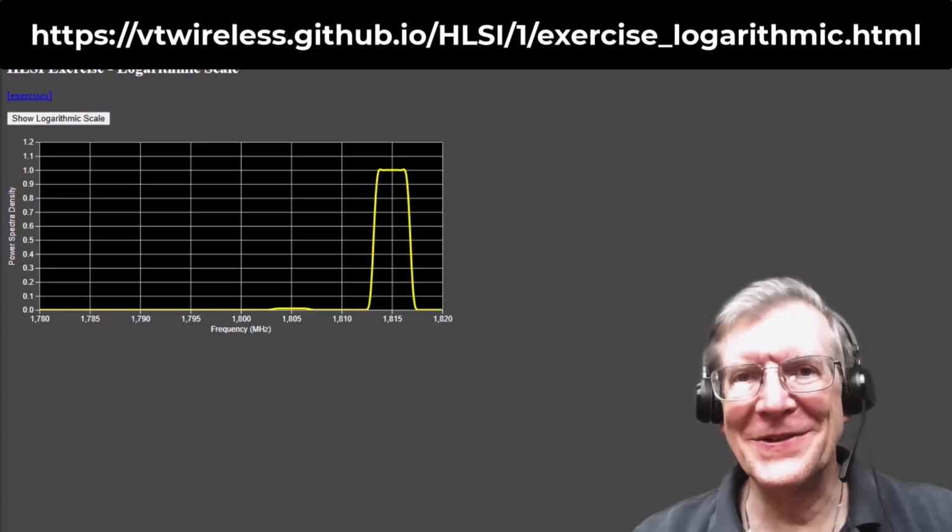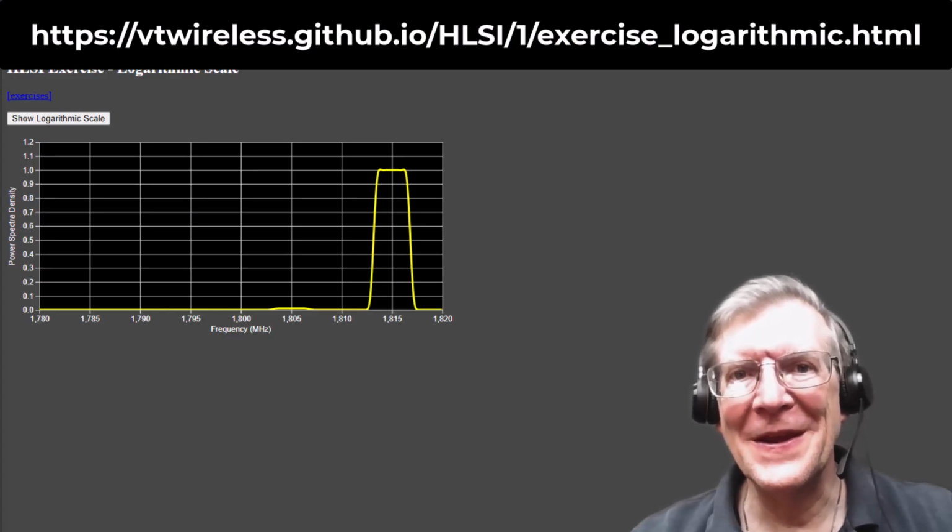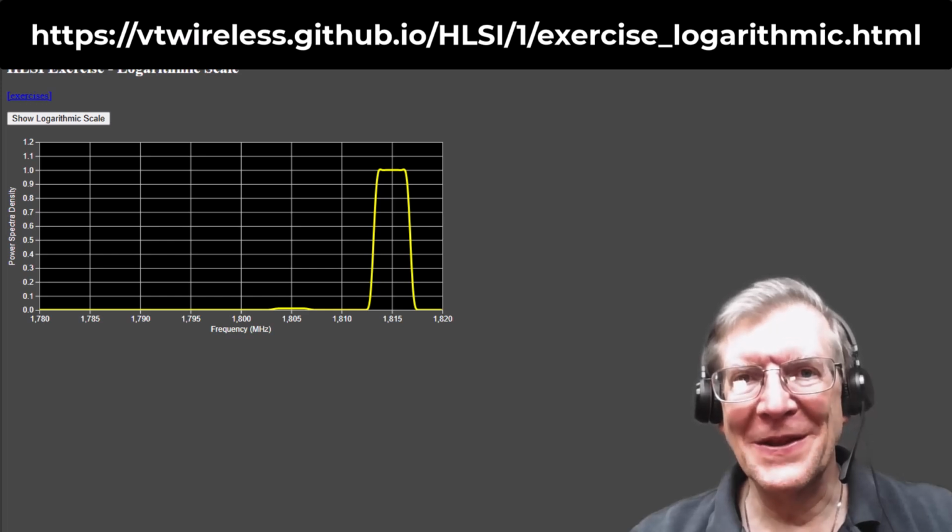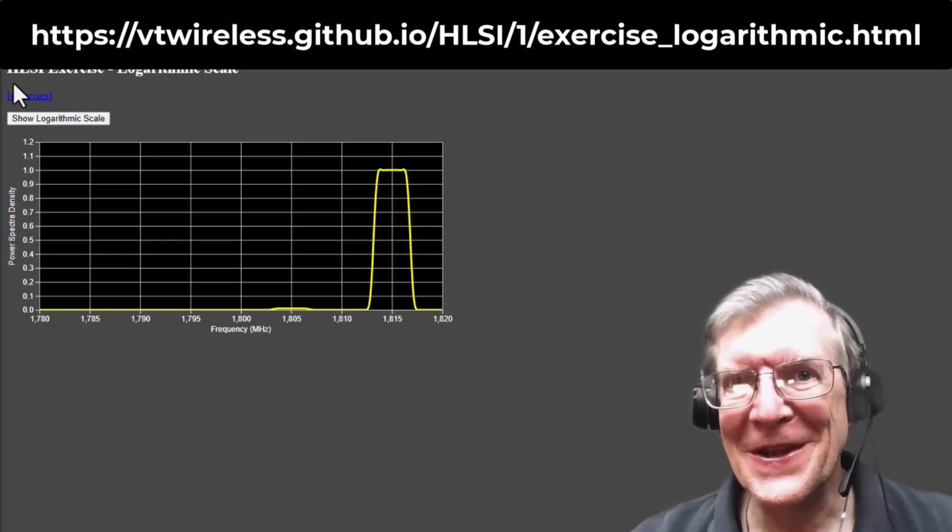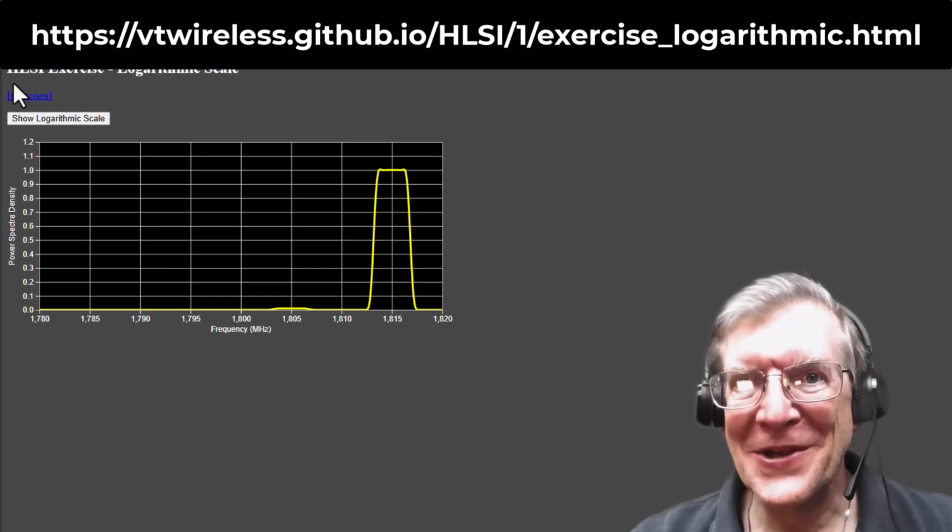This simulation shows the difference between observing part of the radio spectrum using logarithmic units, in this case decibels, as opposed to linear units. I'll point out a few features of this simulation that are common to the other simulations in the series called HLSI, which stands for Hands-on Learning for Radio Frequency Spectrum Innovation.